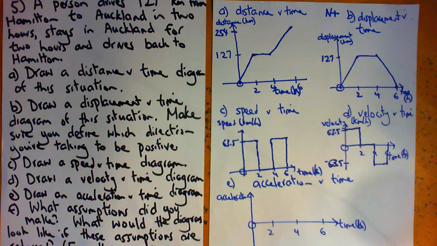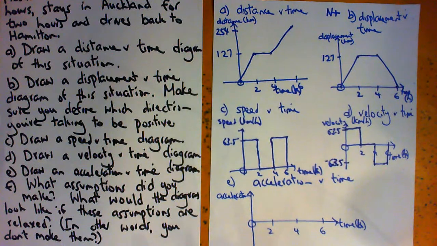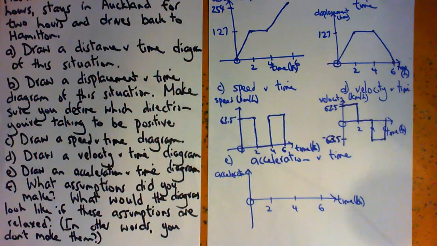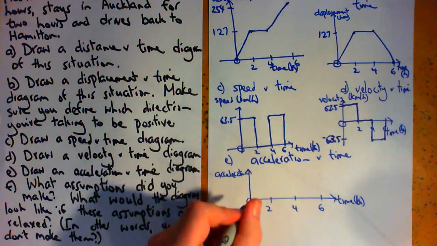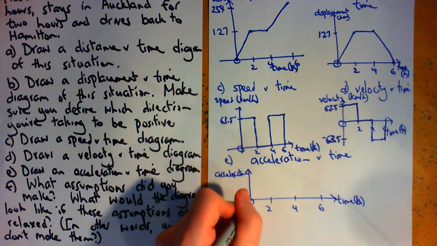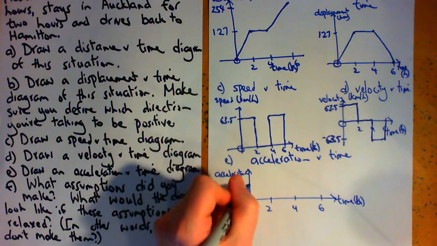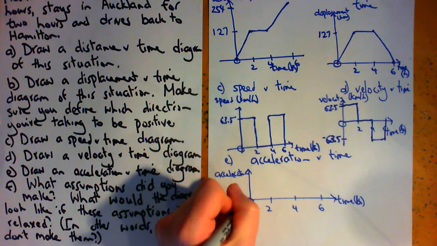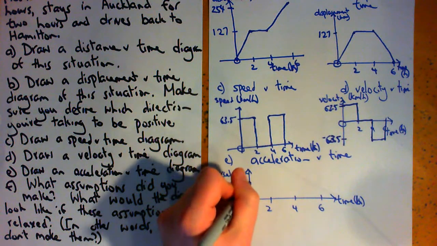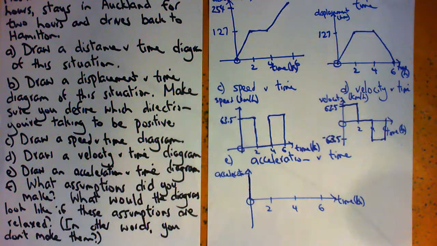And part E is to draw an acceleration versus time diagram. So we have no information over how long these changes in velocity take. At the beginning, we have an increase in velocity from 0 to 63.5, which happens pretty much instantaneously. So we're just going to draw a spike. And the velocity is increasing, therefore it's going to be an up spike. It's increasing from 0 to 63.5.